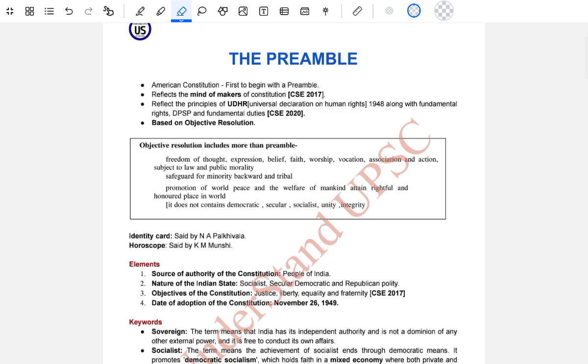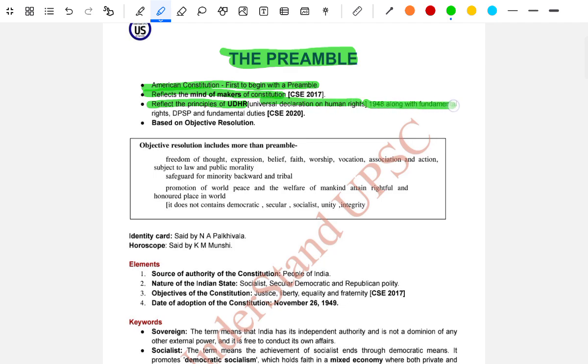The preamble. The American Constitution first began with the preamble. It reflects the mind of the makers of the Constitution. It reflects the principles of the UDHR, the Universal Declaration of Human Rights 1948, along with the fundamental rights, DPSP, and fundamental duties.